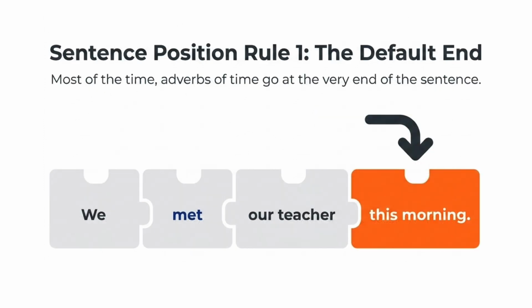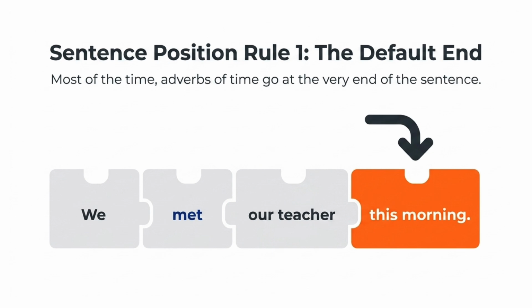Okay, this is where the rubber meets the road. We know what they are, we know the types, but where do you actually put them in a sentence so you sound right, so you sound natural? This part is crucial. Rule number 1, the most common one, is super simple. Just stick it at the end. This is the default position. We met our teacher this morning. It just fits perfectly right there. So when in doubt, put the time adverb at the end. 9 times out of 10, you'll be correct.